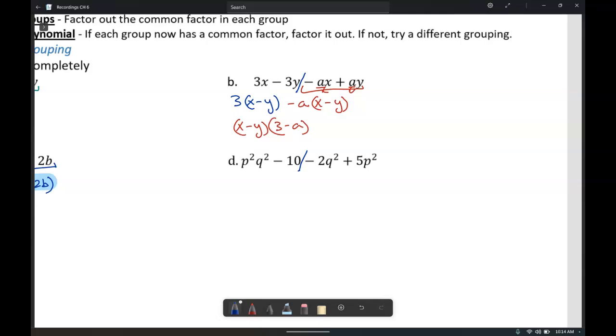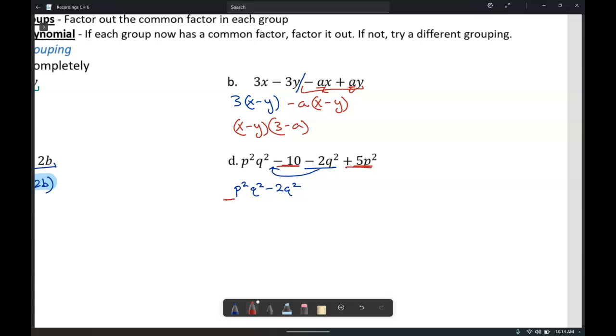When we look here and split, we see that there's no common factor here or here. So we need to rearrange our terms. There's a few different ways we could rearrange it. I'm going to go ahead and move this over here. So we have p squared q squared minus 2q squared. And then we're left with the negative 10 and the 5.